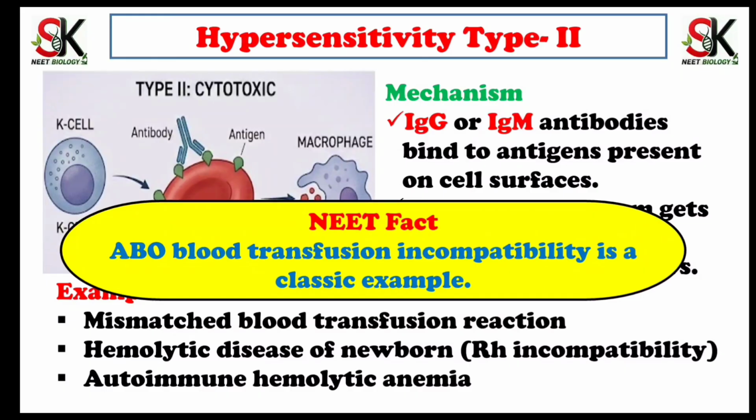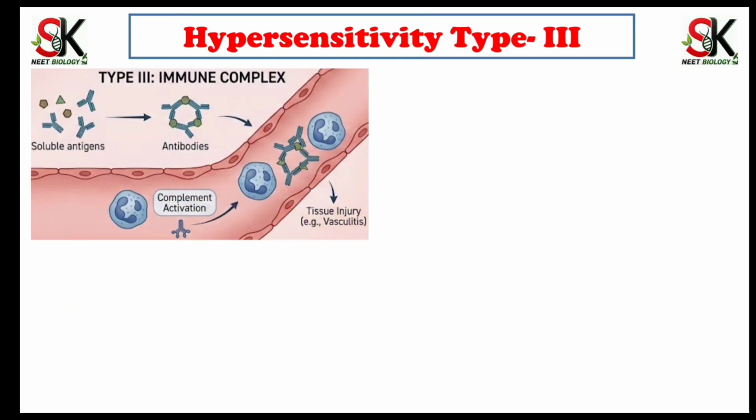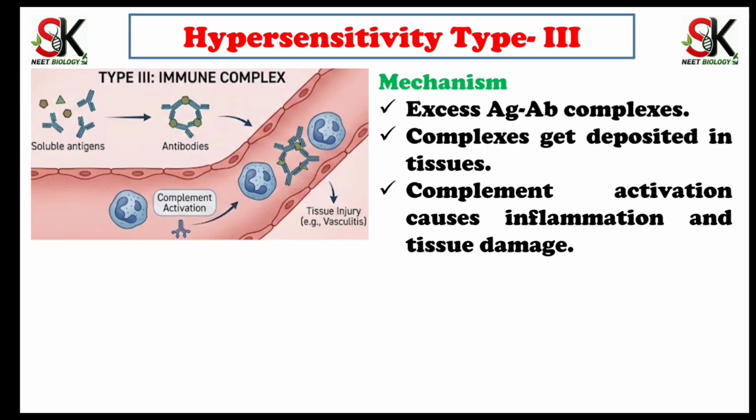Now, next is type 3 hypersensitivity or immune complex mediated hypersensitivity. Here, there is an excess of soluble antigen reacting with antibodies. So, instead of being cleared out cleanly by the immune system, these antigen-antibody pairs link up to form large structures called immune complexes.